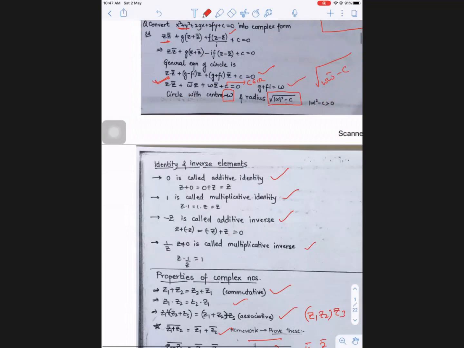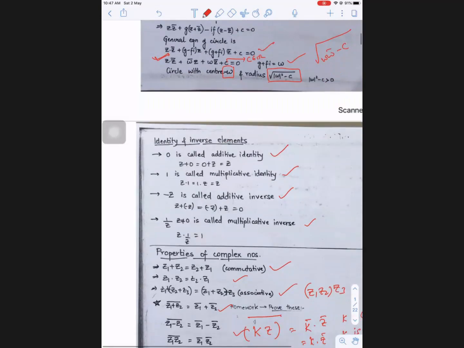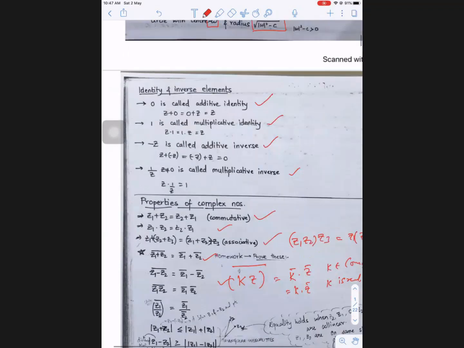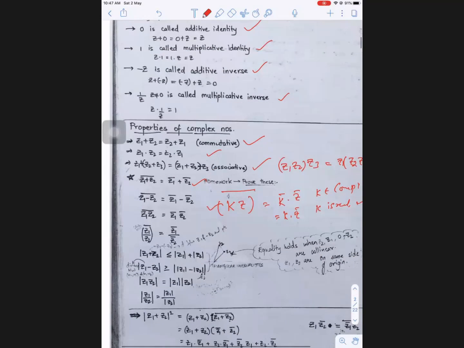Next, identity and inverse elements. Minus z is called the additive inverse. 1 by z is called the multiplicative inverse, and it exists only for the z not equal to 0 case. In the same way, the multiplicative identity is 1 and the additive identity is 0. And regarding properties of complex numbers, they satisfy the commutative property, for addition and multiplication both, and both satisfy the associative property.